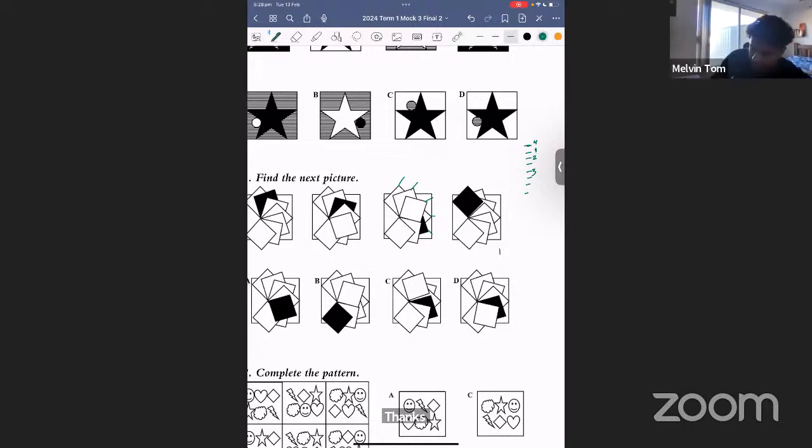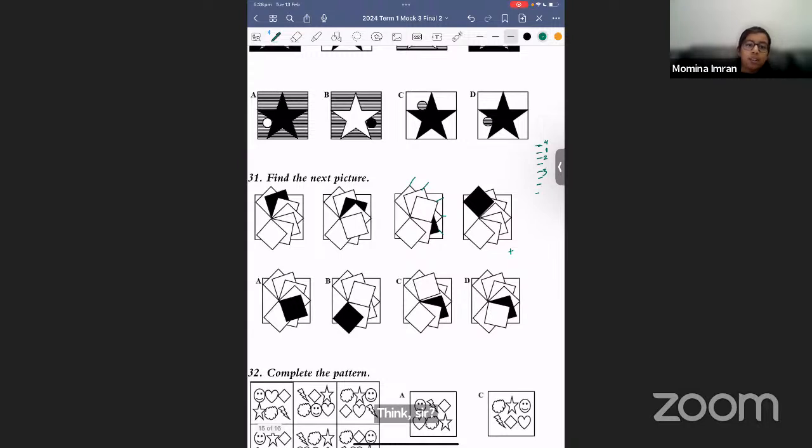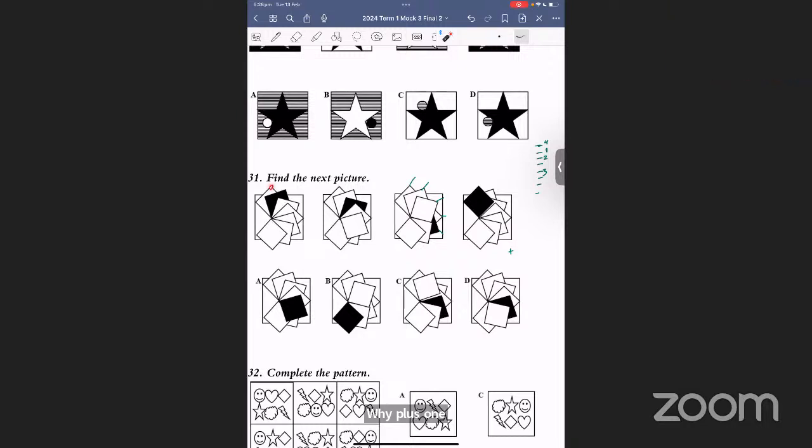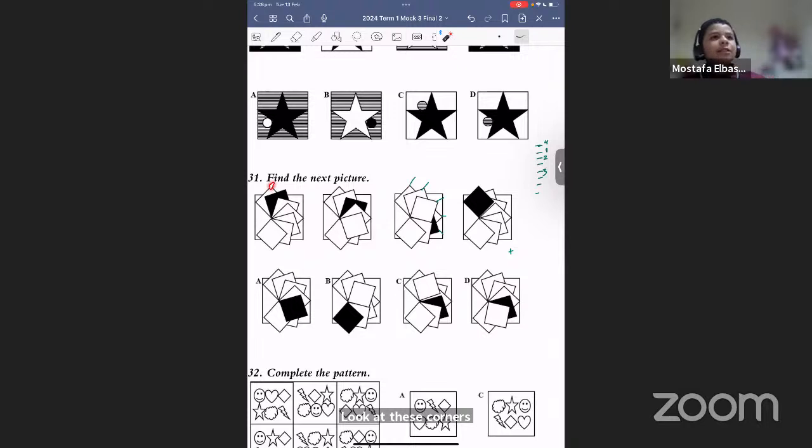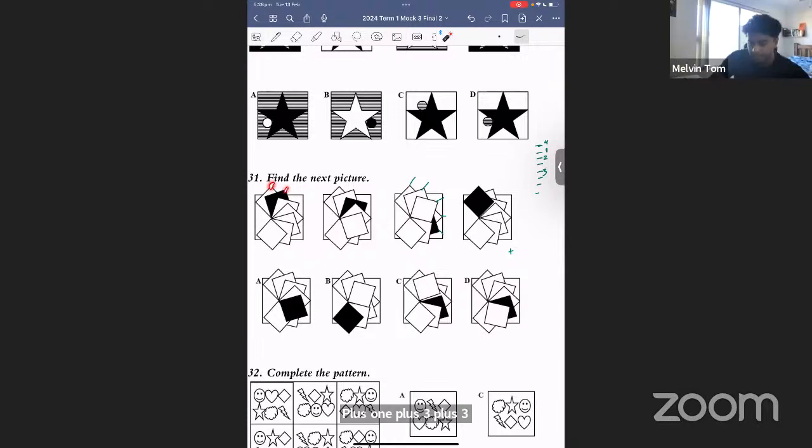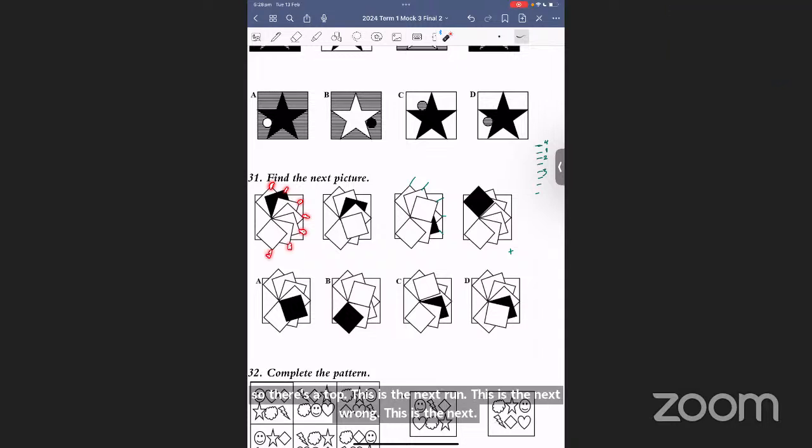I don't understand. It's moving one forward and then it just goes back up to the top, and I don't understand because the pattern is plus one. It's not moving one. So, again, the way to find out which one is which, look at these corners. This is top. Plus one, plus two, plus three. All right. So this is the top. This is the next rung. This is the next rung. This is the next one. This is the next one. This is the next one. You understand?